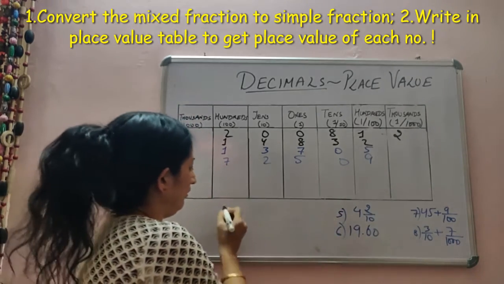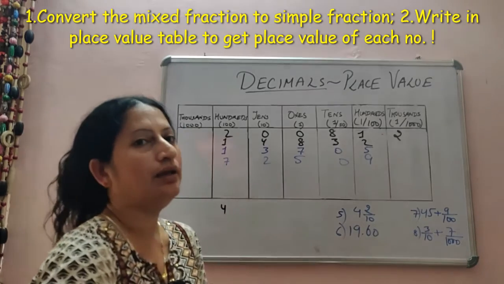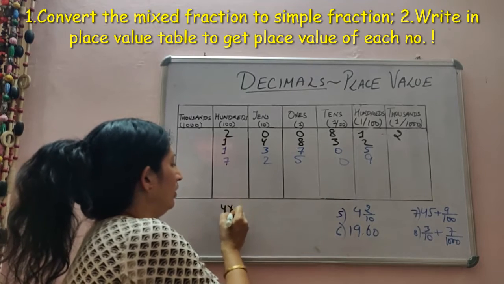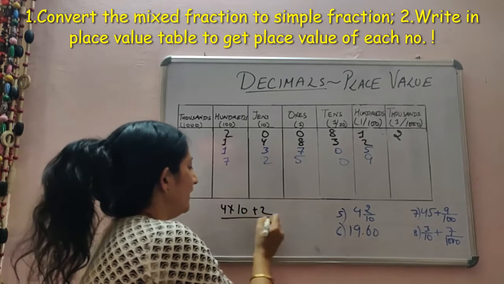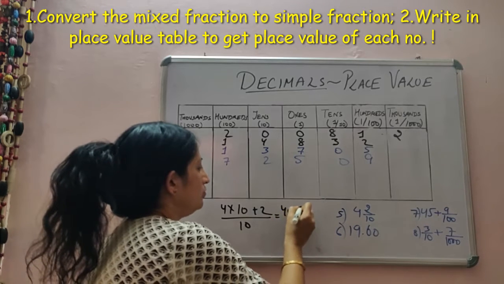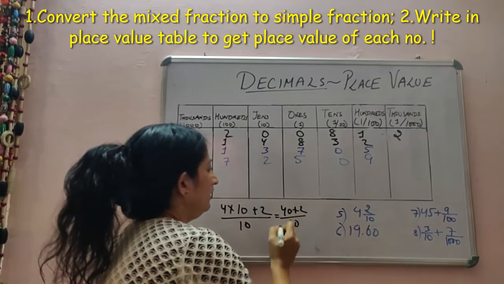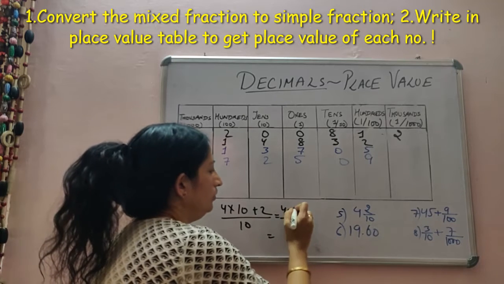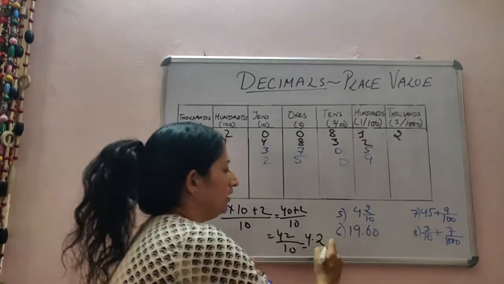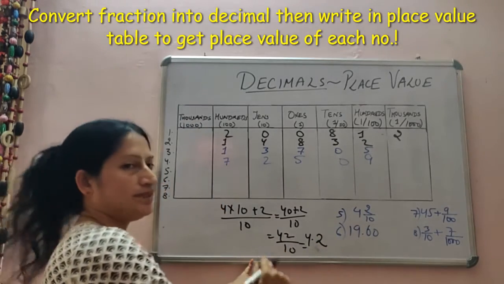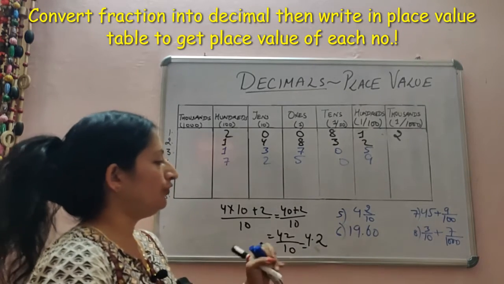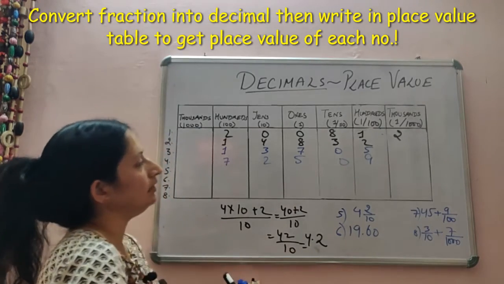As we have done in the mixed fractions, we have to make it a simple fraction. So it will become 4 into 10 plus 2 by 10. So it will be 40 plus 2 by 10, which is equal to 42 by 10. Because 10 is only there at the denominator, it is 4.2.